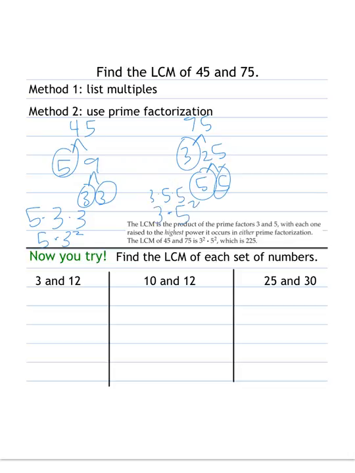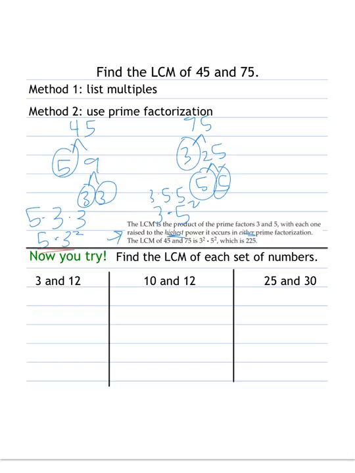Okay, now our next step was to look between the two and to take each of the prime numbers from there. But if you look here, it says the least common multiple is the product, or what we multiply together, of the prime factors 3 and 5, with each one raised to the highest power it occurs in either prime factorization. Okay, so what exactly does that mean?